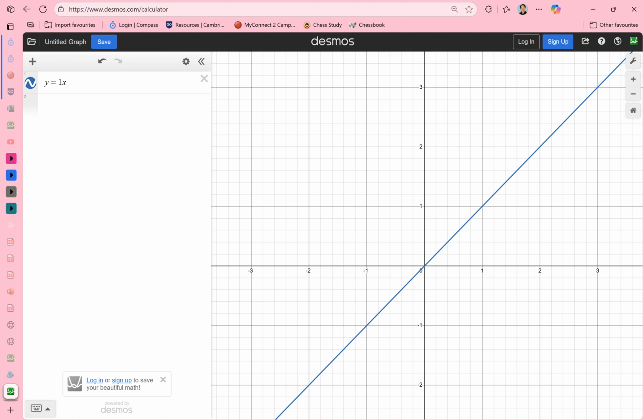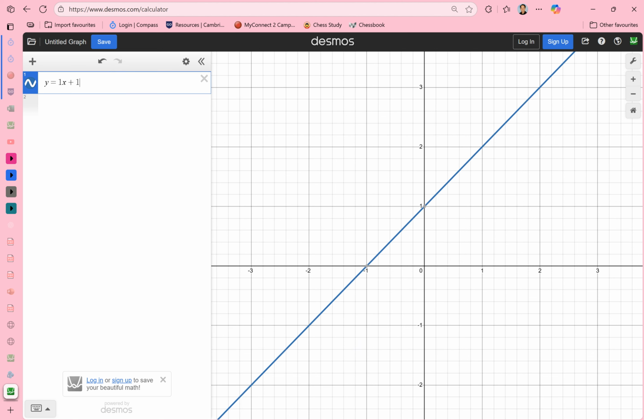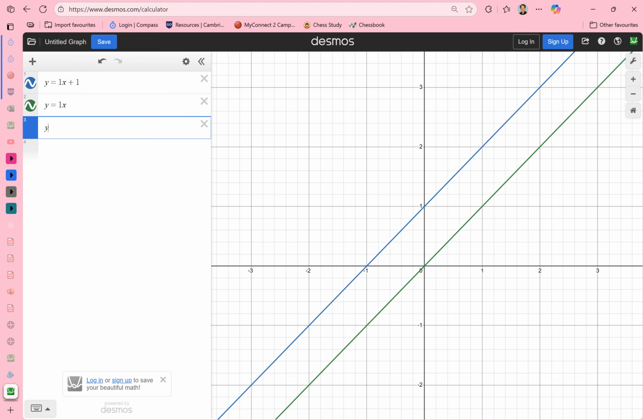See if you can see something, okay? So I do +1. Have a look. Okay. I'm going to do another one now. I'm going to leave it as y equals x, 1x, and the other one I'm going to do now is 1x plus 2. Okay, so this is y equals 1x, y equals 1x plus 1, y equals 1x plus 2.